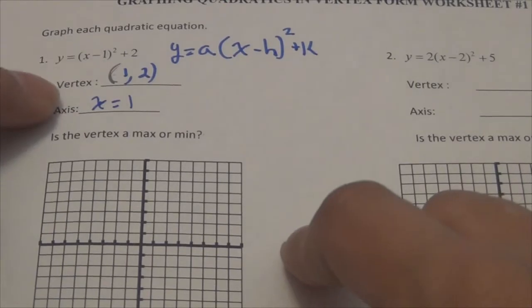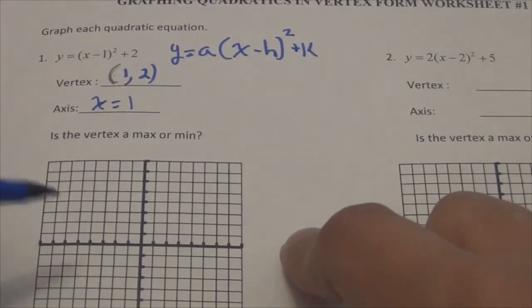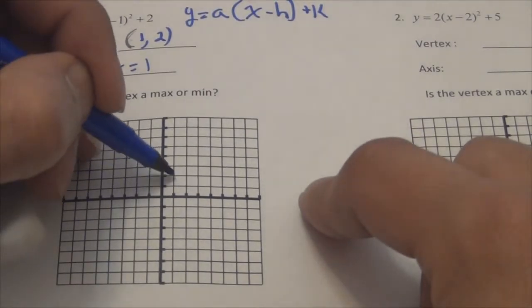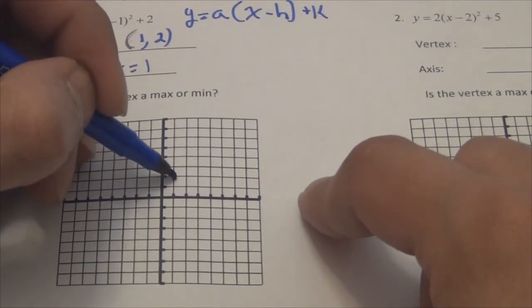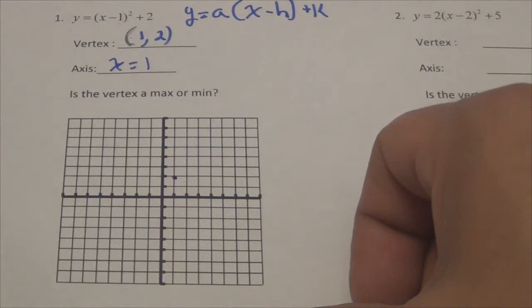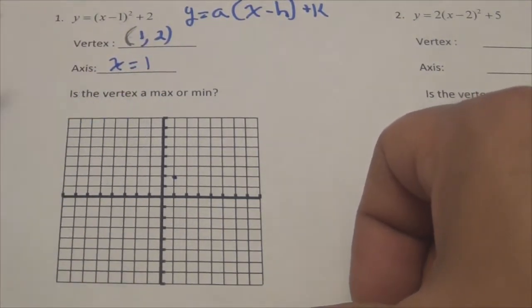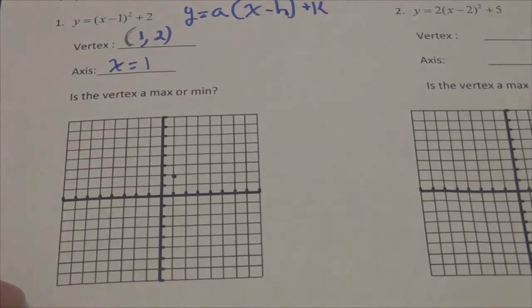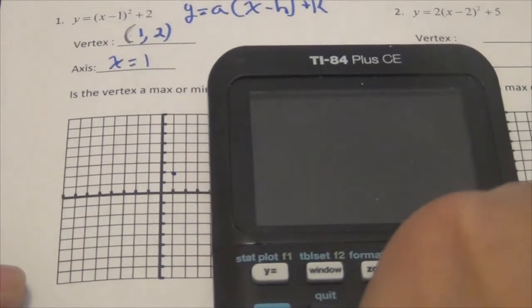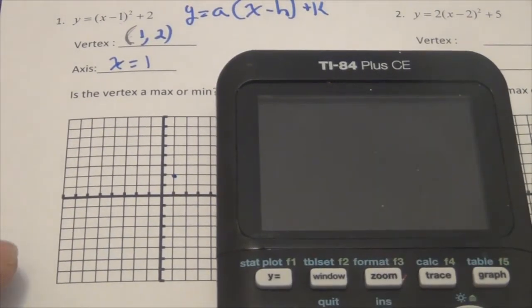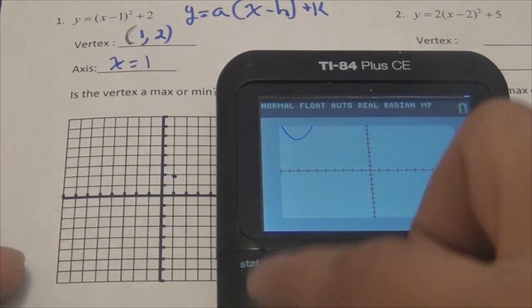Now let's plot the vertex 1, comma 2. So where is 1, comma 2? Well, right here. Wait, what does it mean? Remember, this is where the parabola is going to get chopped in half. So let's see on the calculator, because we don't have time to start creating a table.